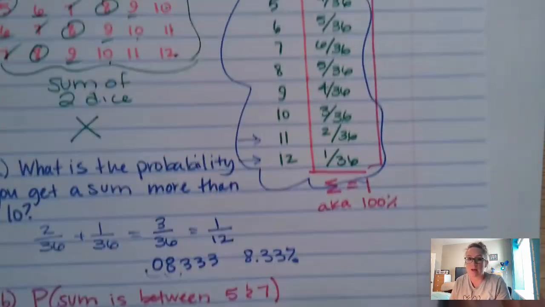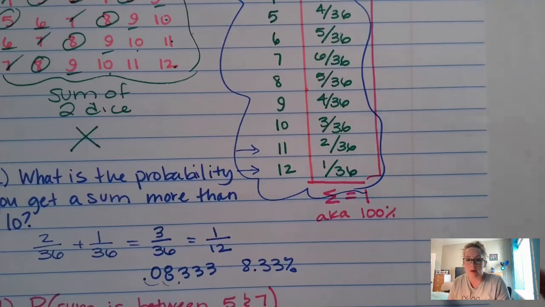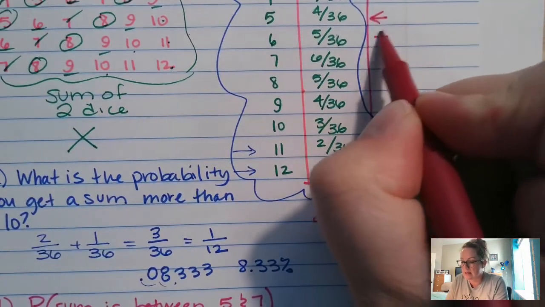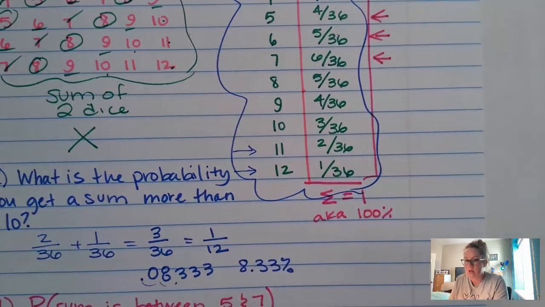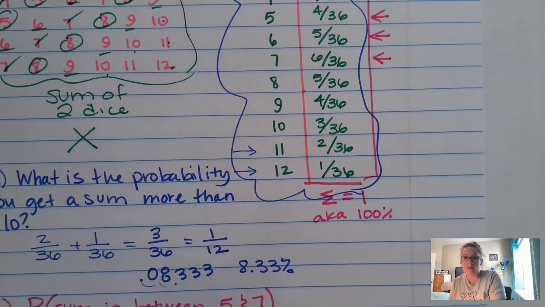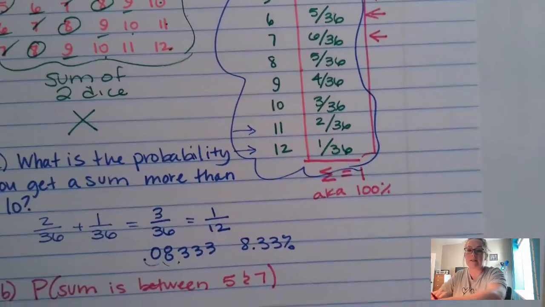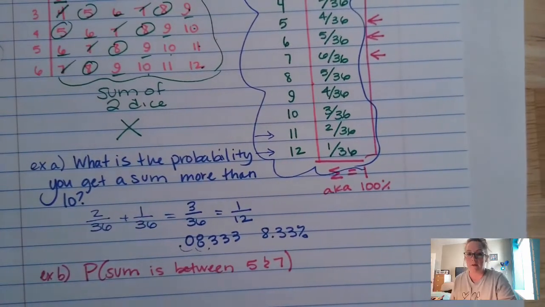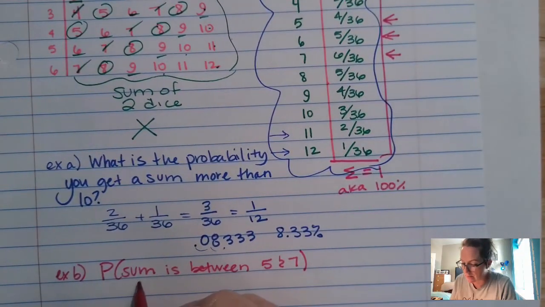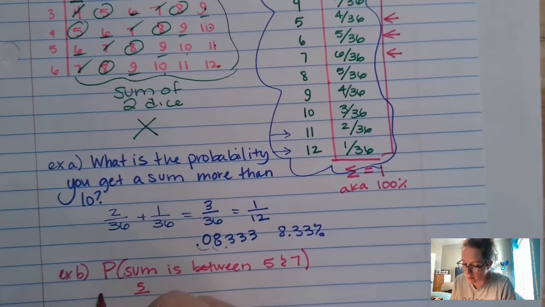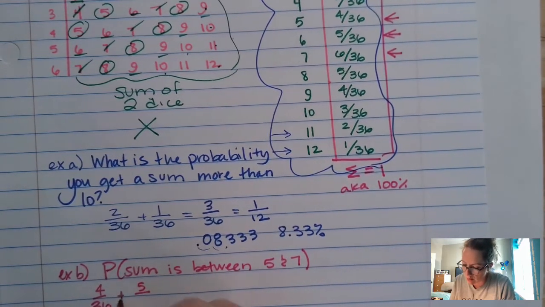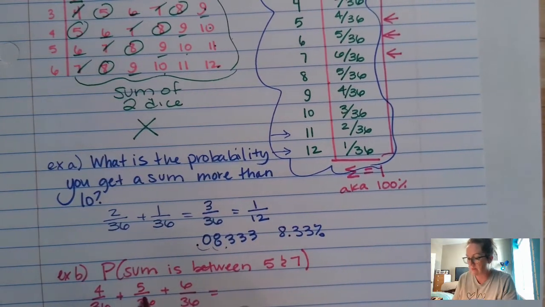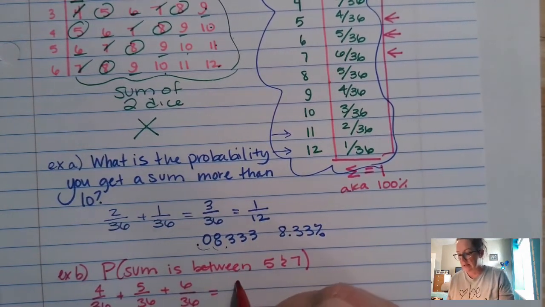Now we're going to go back up to our table and look at the probability of between 5 and 7. So we're going to look at this one, and this one. When we add those, we have 4/36, 5/36, and 6/36. Doesn't matter the order. So if we add all these together, 5 and 4 is 9, and 6 is 15.